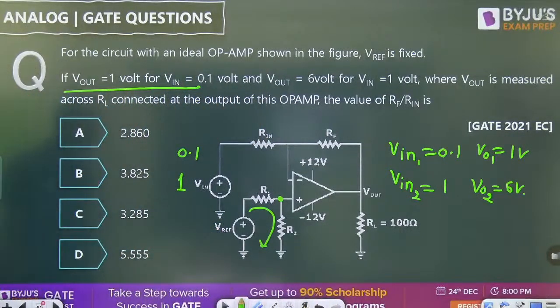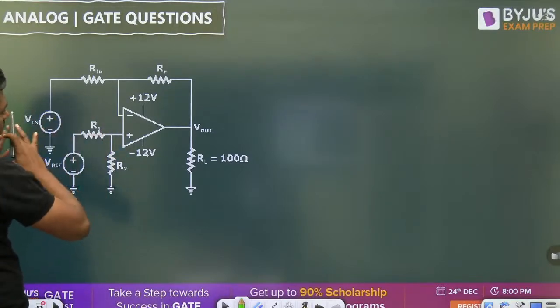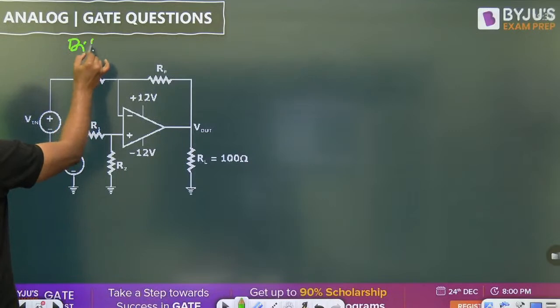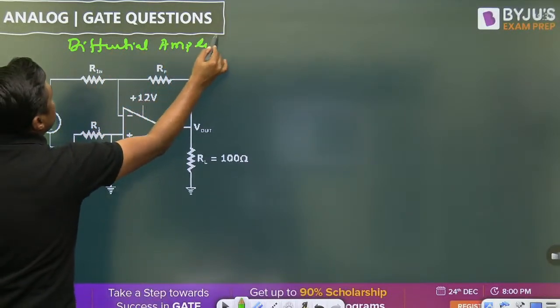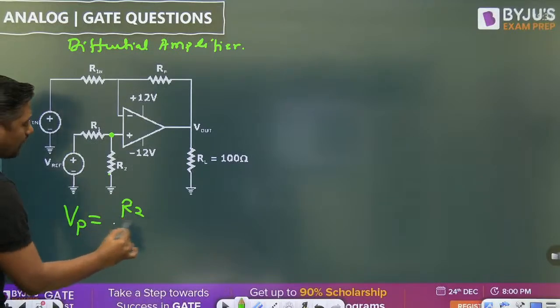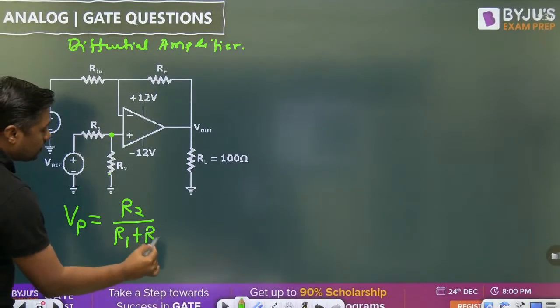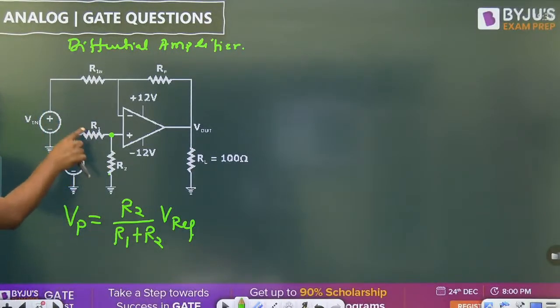No problem. Then remember one thing here. This is a standard circuit of a differential amplifier. Now, what is the voltage at this point? You can find it. VP will become R2 upon R1 plus R2 into V reference. So, R2 upon R1 plus R2 into V reference. That is the voltage at this point.